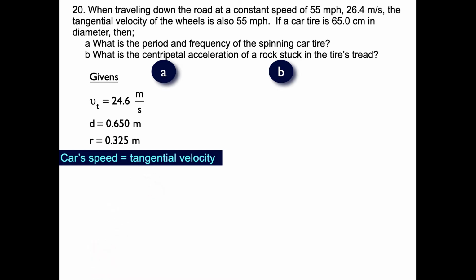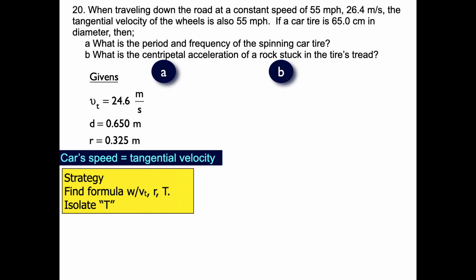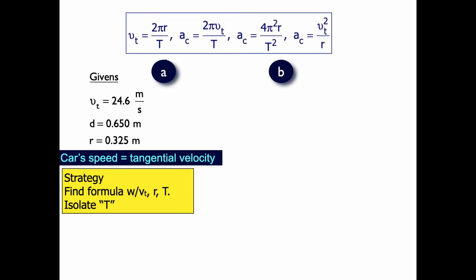All right, so our strategy is going to be kind of simple. We're going to find a formula with my givens, that's going to be my velocity and my radius, and then my unknown, which is going to be the period of the spinning wheel. That's T, capital T. So I'll start with my equations, and then I'll go through a process of elimination, see which one of these has these three variables. So the first one, that's got T in my list, r is in my list, and vt is in my list. No way. That's the one to use. So that's the equation I'm going to use to solve this problem.